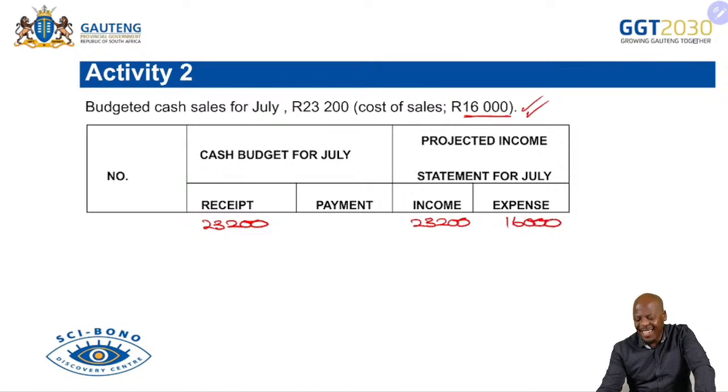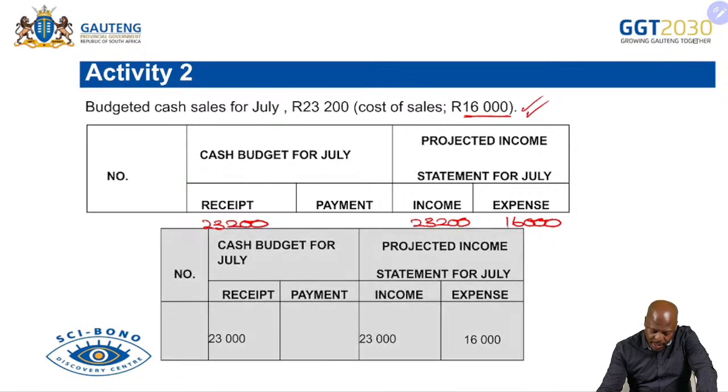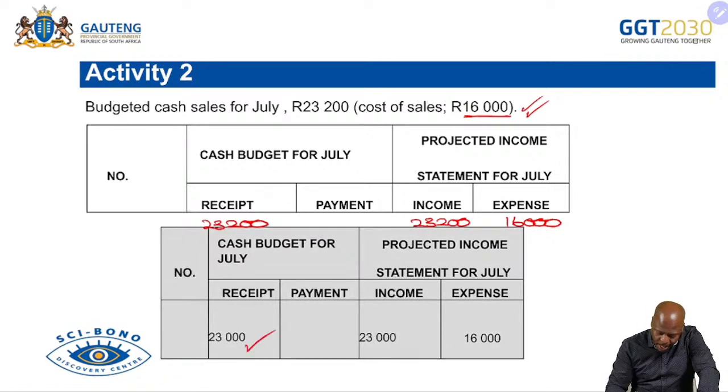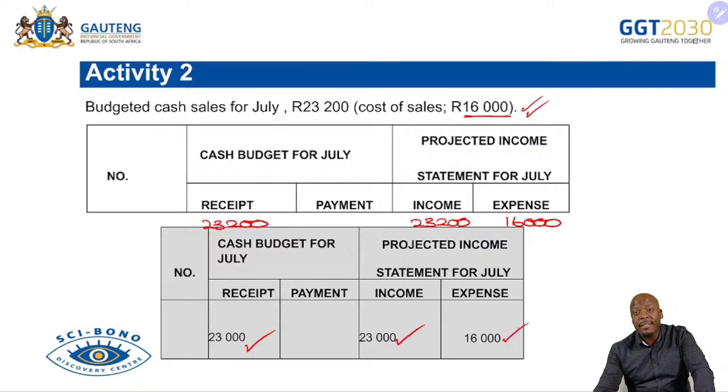Now, let's see when it's neatly done. There it is. There is my 23, there is my 23, and then there is my 16,000. Dear learners, it is very important that you understand this. I know examiners love to test on this, that they can give you transactions. They want to see if you're able to tell whether this goes to the projected income statement or to the cash budget.